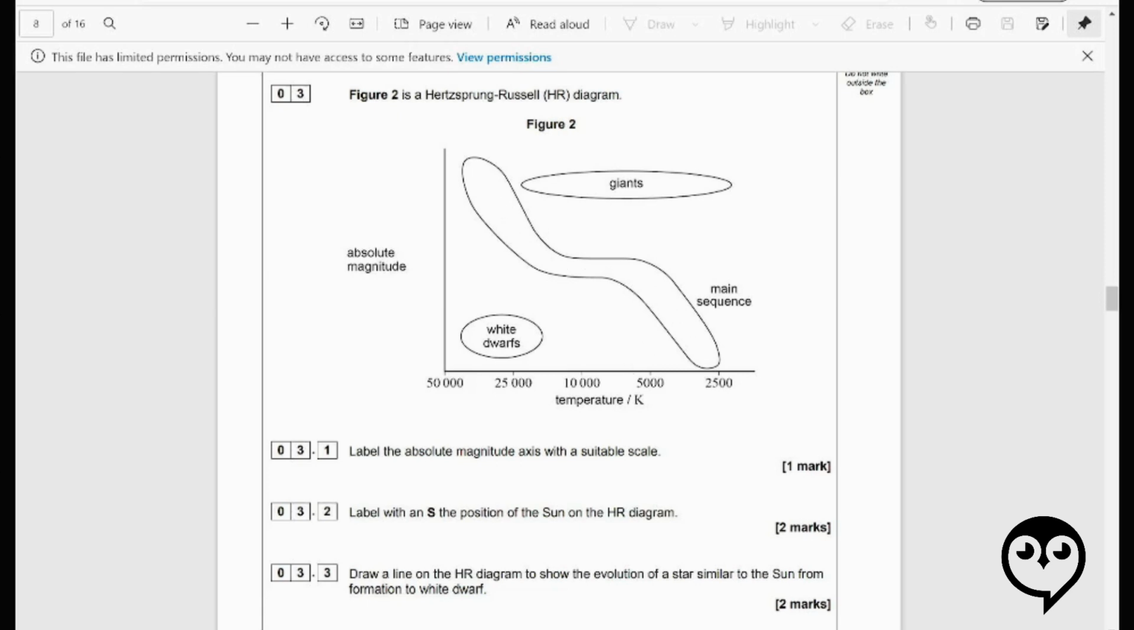Draw a line on the HR diagram to show the evolution of a star similar to the Sun. Okay, well, we're in the main sequence here. We're going to come out into the red giant area, and eventually after the collapse, it will become a white dwarf. So you'd have a line moving down there.